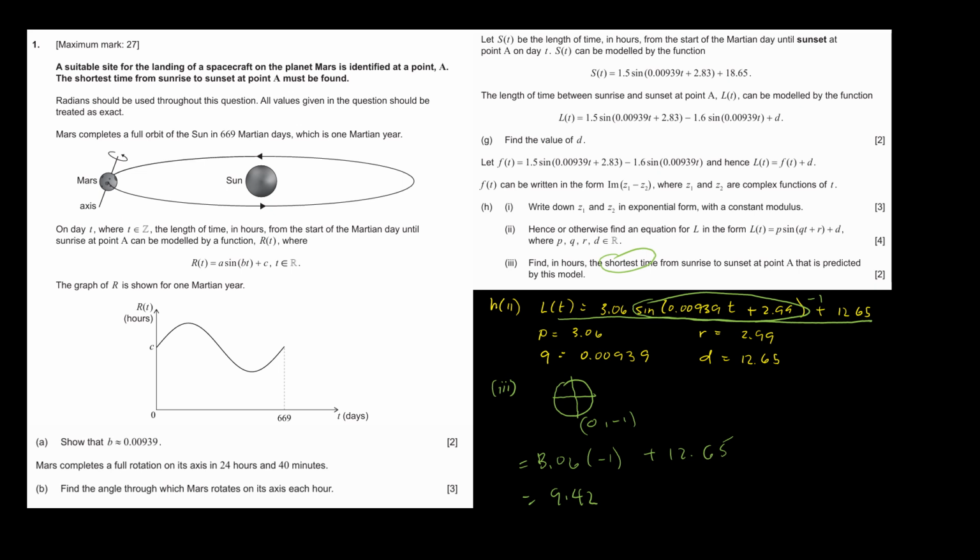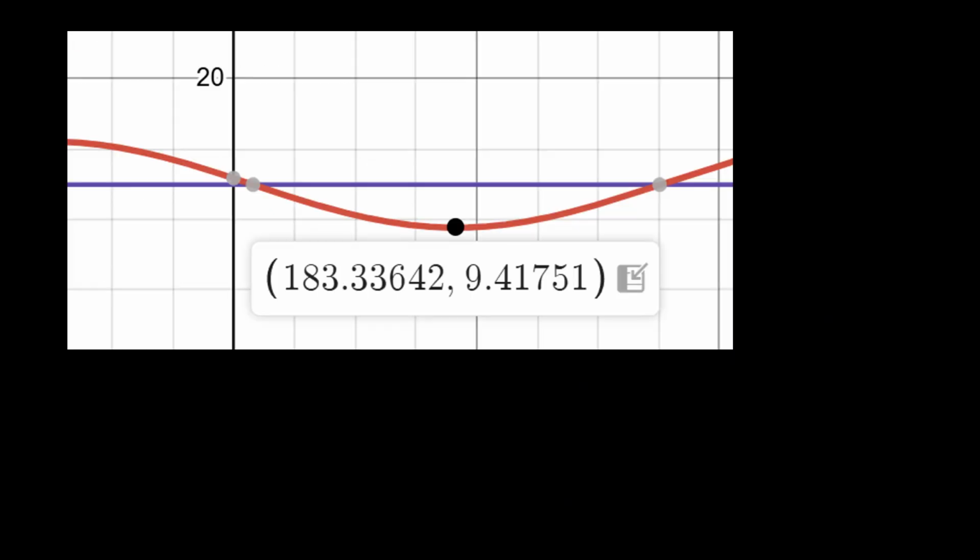And then you can have, let's try to graph the whole thing. So if you graph the function given, the L of t, you will have the minimum point at 9.41751 or 9.42.